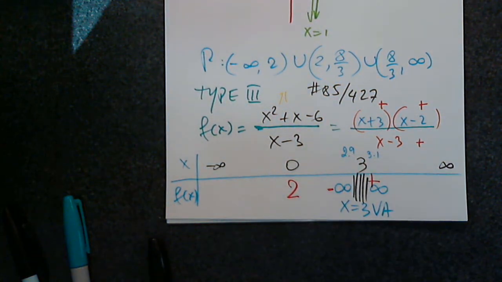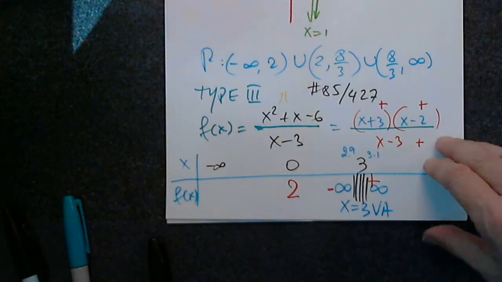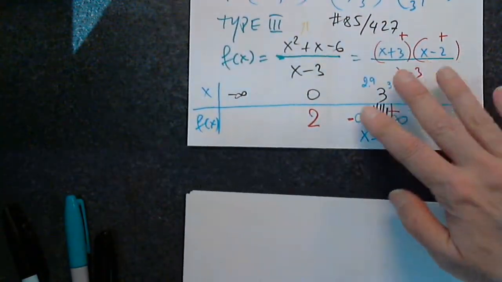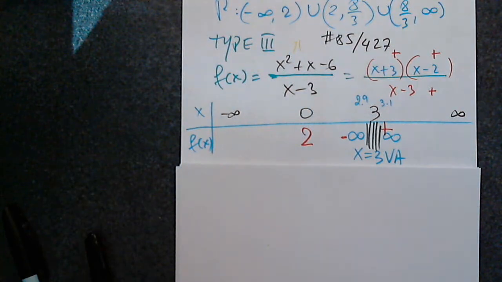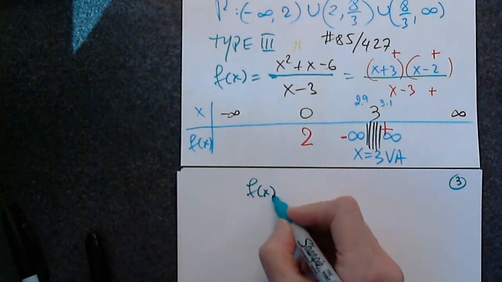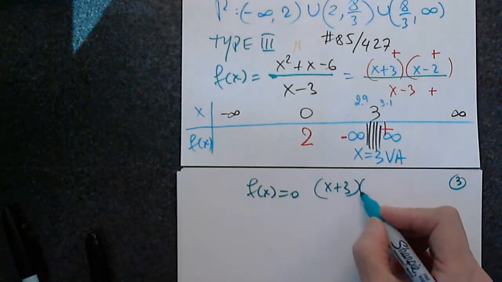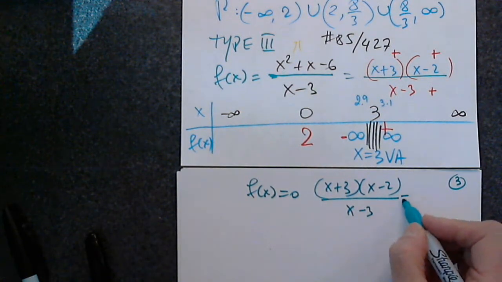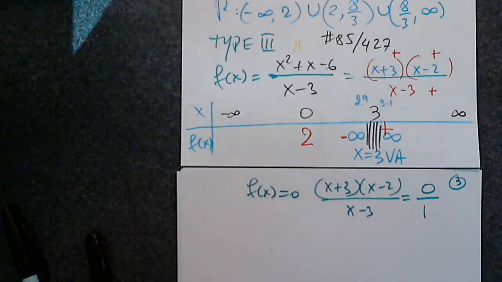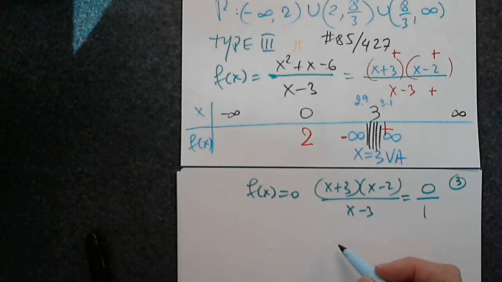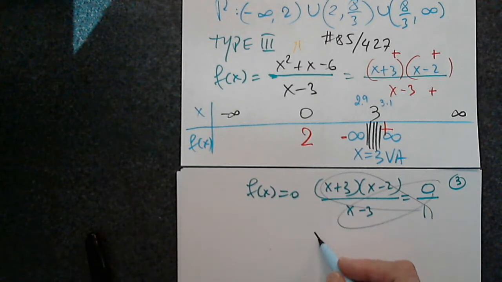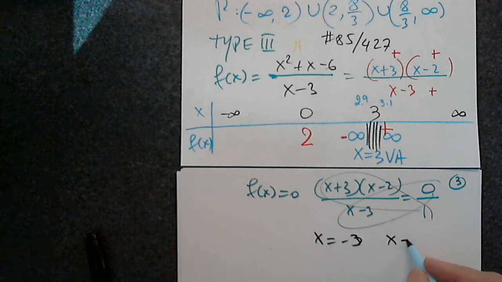Good. Let's also find the x-intercepts. When is this function 0? When x plus 3, x minus 2 over x minus 3 equals 0, or 0 over 1. So what are the options? When will this function cross the x-axis? When will y be 0? We cross multiply. Very good, awesome. Very good.